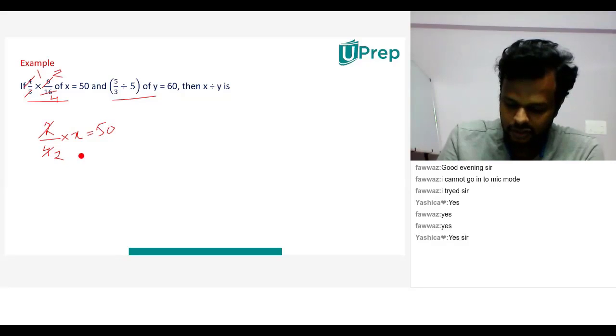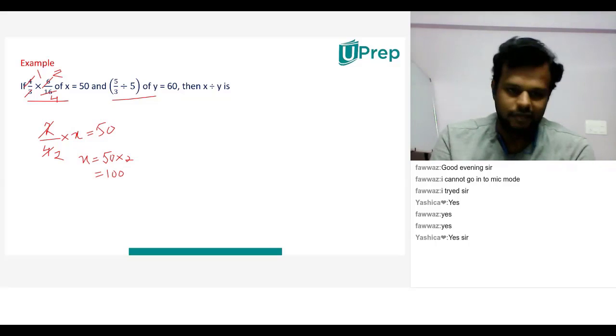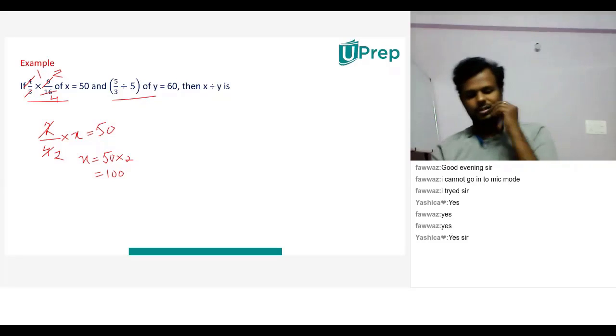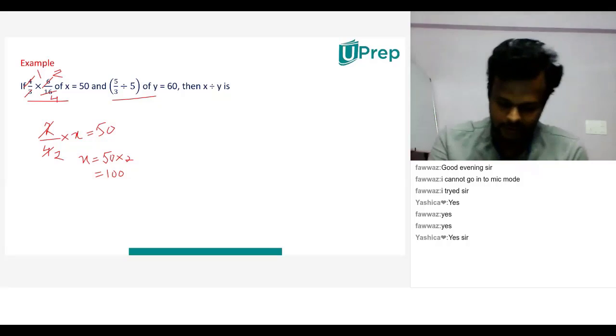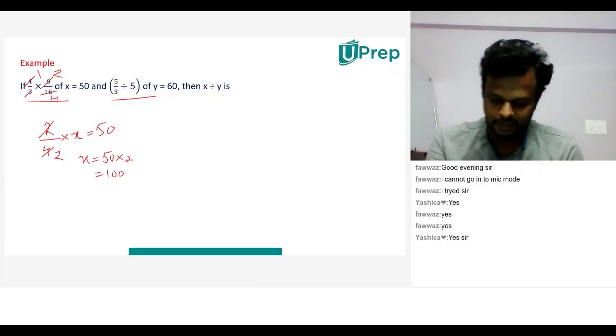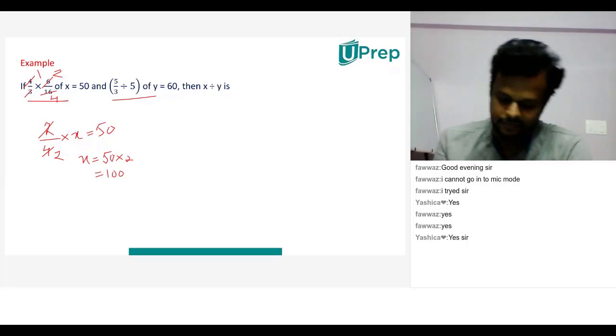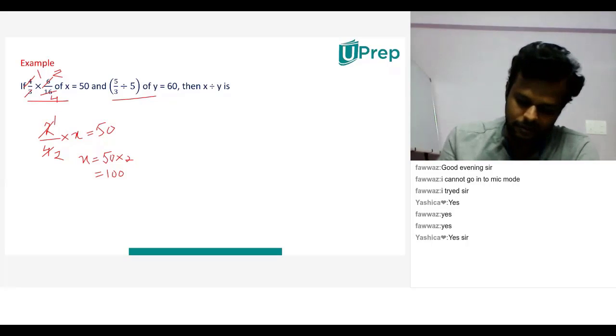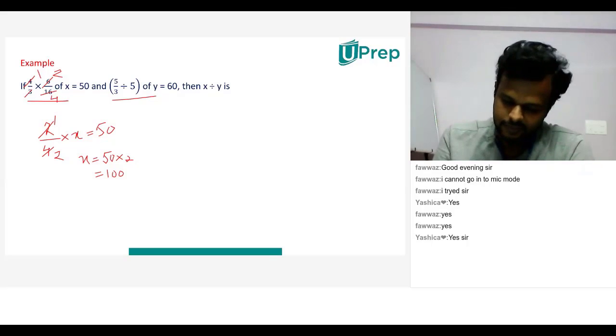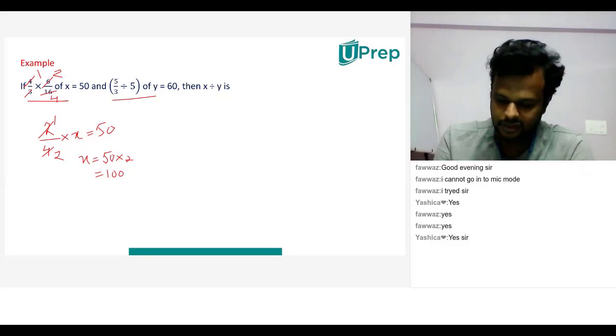And when this 2 goes the other side, my x will become, children, 50 into 2. That is equal to 100. Children, are we clear till here? I have a question. I understood everything, but 2 by 4 you did as 4 as 2, but what did you do about the 2? So 2 will go to the other side. Cross multiplication. This is 2 ones, 2 twos, isn't it? Yeah. So this is one part of the question.